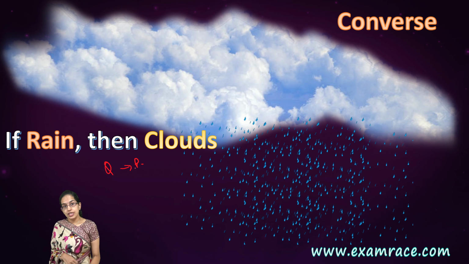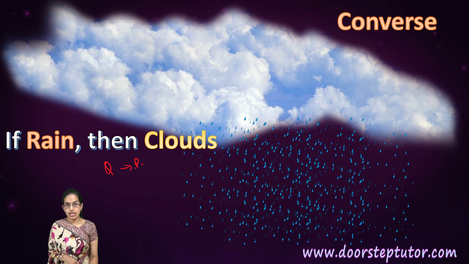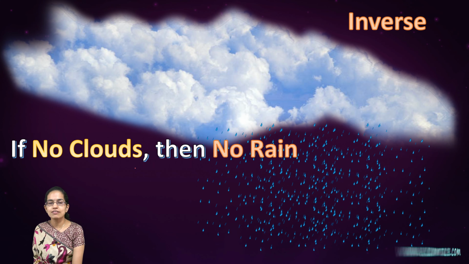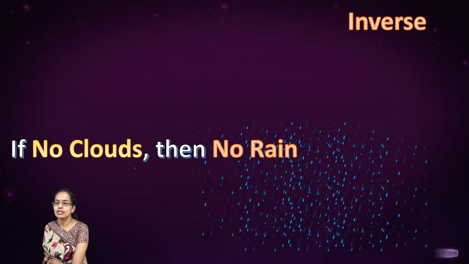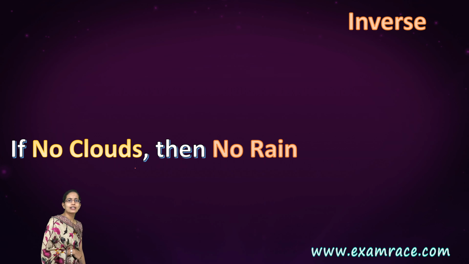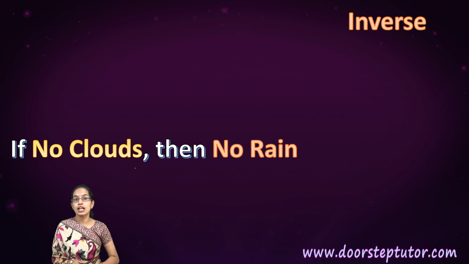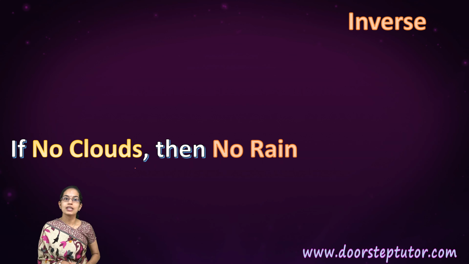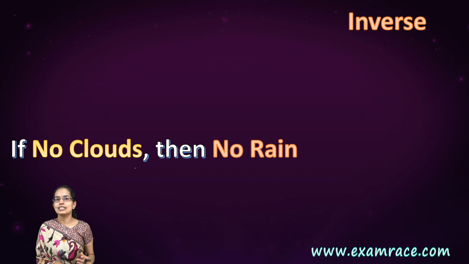Now, if this converse is true, then my inverse would also be true. And what is my inverse? If there is no cloud, then there is no rain. But that is not really correct. Even when you do not see dark clouds in your sky, you still have rain. Here, by clouds we mean dark clouds. So this is an inverse.